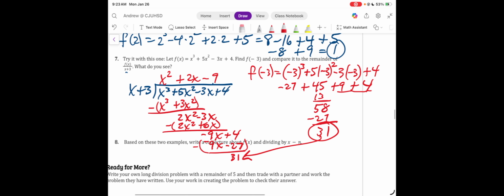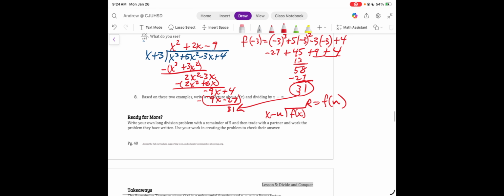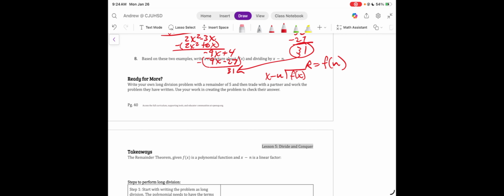So based on those two examples, the remainder is the function value as long as we use the opposite of what we're adding to x. So when you have x minus n go into the function, the remainder is equal to the function value at n. And that is very useful. That is called the remainder theorem.